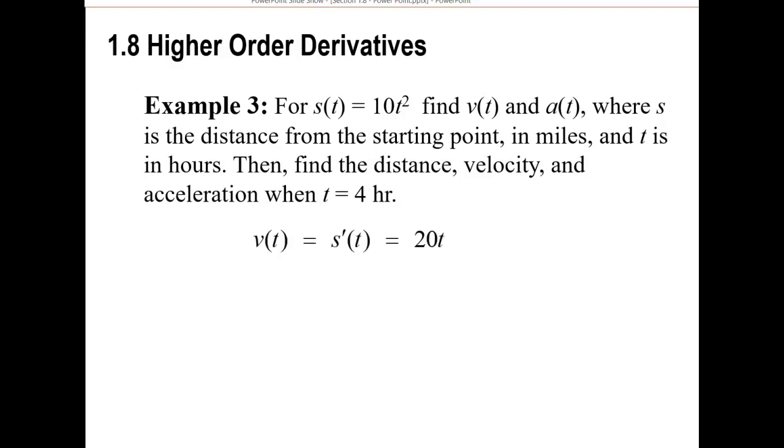All right, so velocity is s prime. So if s is 10t squared, s prime is 20t. Acceleration is the derivative of the velocity. So the derivative of this function is 20.